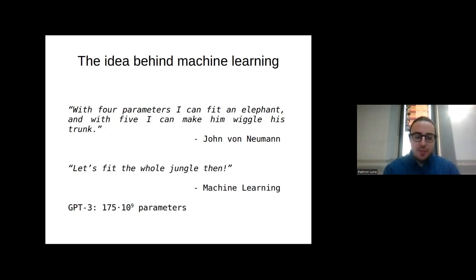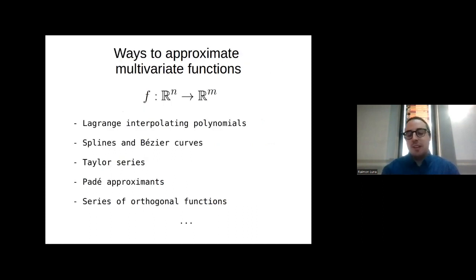With this idea in mind, we can start building ways to interpolate or approximate multivariate functions. Traditionally, there are many ways to do that, such as Lagrange interpolating polynomials, where you have some algorithm to determine the coefficients of a polynomial such that it crosses a particular set of points. From here, you can go to more complex models that match together lower degree polynomials, like splines and Bezier curves. You can do Taylor series, of course. You can do Padé approximants, which are a significant improvement over Taylor series for this kind of approximation. Or a series of orthogonal functions like Fourier series or Chebyshev decomposition.